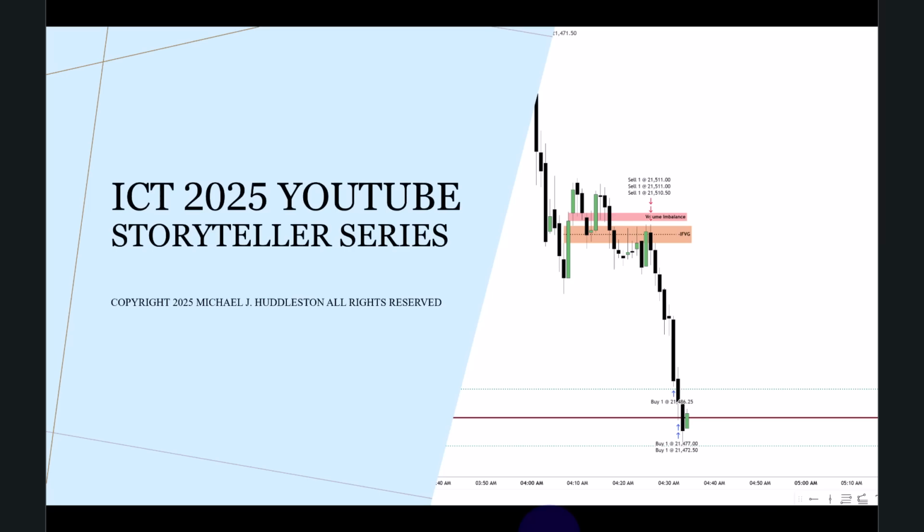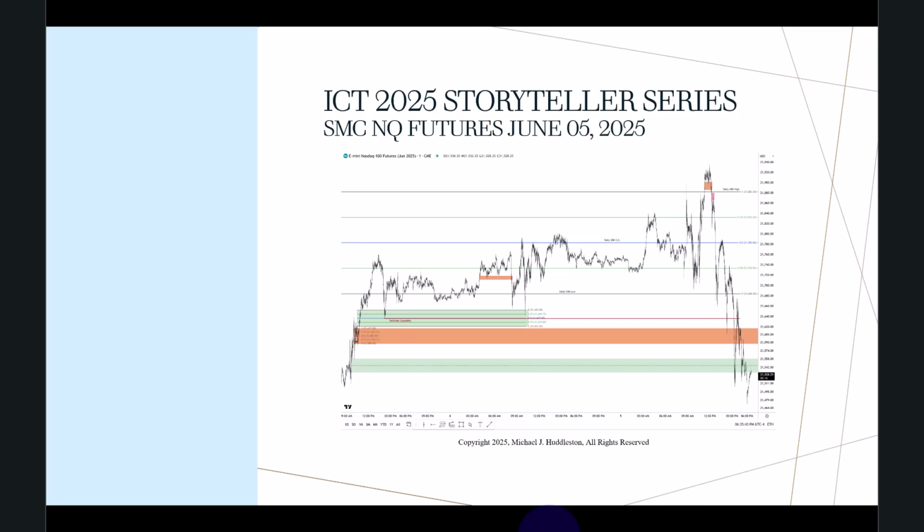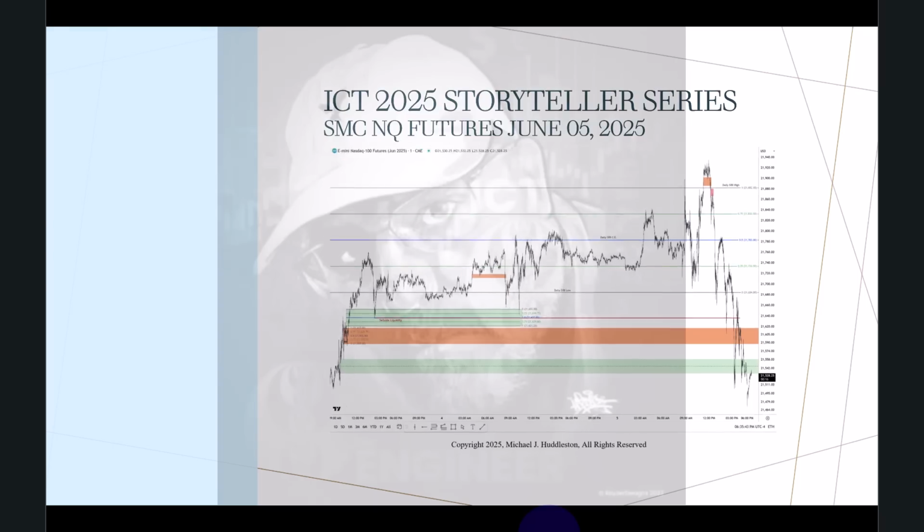Folks, welcome back. All right, so we're going to be looking at the Storytellers Series 4, 2025 for NASDAQ futures contract for June delivery contract month, June 5th, 2025. All right, let's get right into it here.